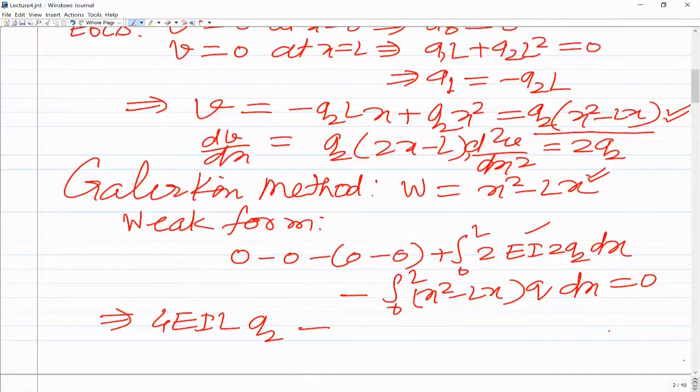So when you integrate this, we will have minus q, and then the integral of x square is x cube by 3, and when you put the limit it would be L cube by 3, and minus Lx, the integral of x is x square by 2, and when you put the limit it would be L cube by 2, equal to 0.